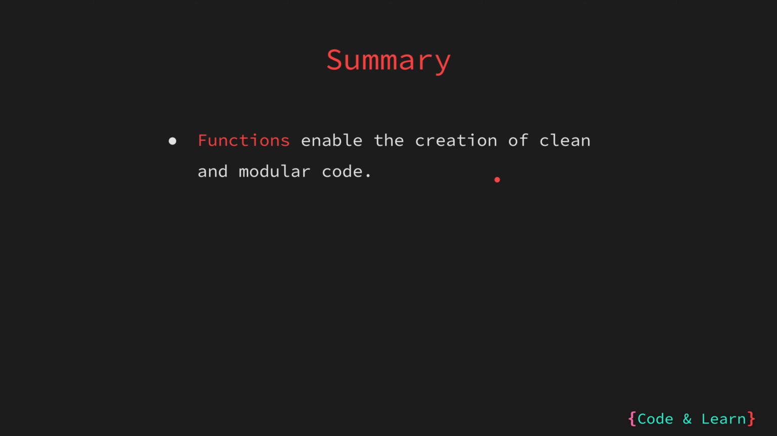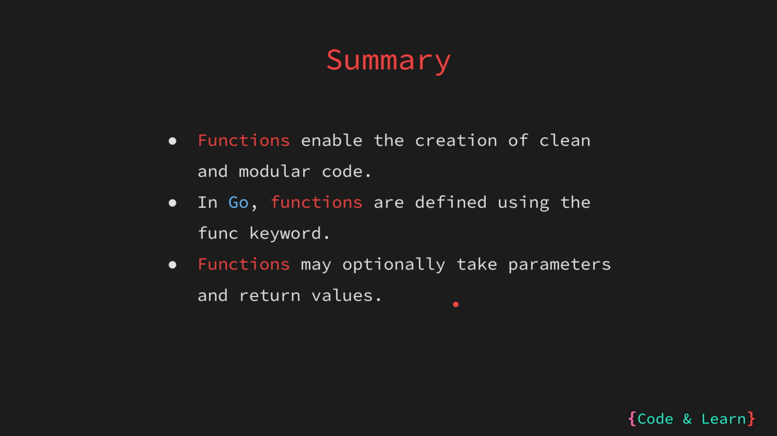Let's summarize what we have learned in this lesson. Functions allow you to break down your code into smaller, manageable pieces. Each function is designed to perform a specific task. This modular approach makes your code easier to read, understand and maintain. It also promotes code reusability. In Go, you define a function using the func keyword followed by the function name, then the input parameters and the return values. Functions in Go can also be designed to accept 0 or more parameters, as we saw in the examples.